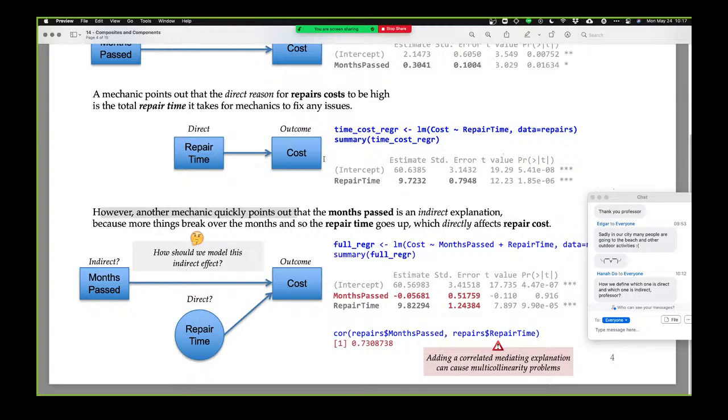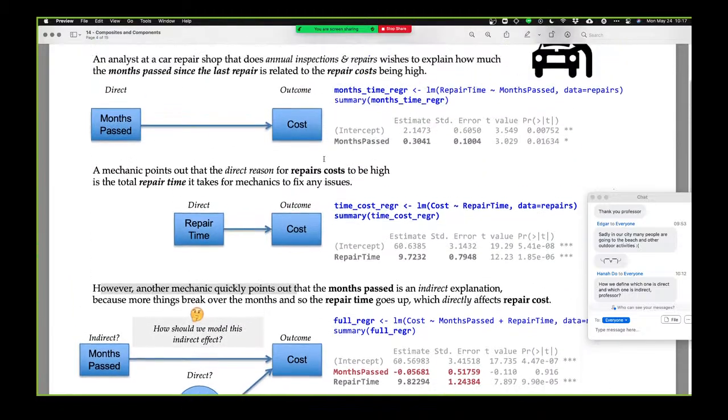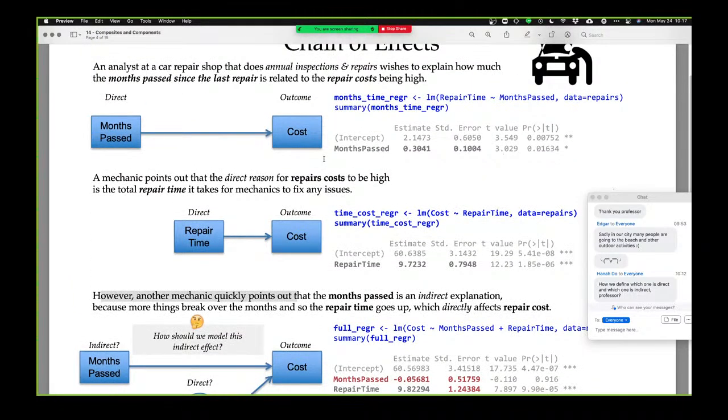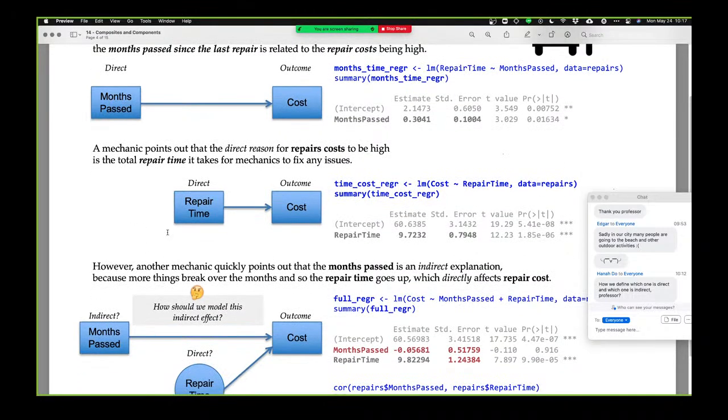We don't know all the things, but repair time is really what's directly affecting the cost. And they'll tell you that, yeah, when we're doing the invoicing, we're not really using the months past. Now, the analyst is the one who wants to tell the story about how months past affects cost. So the mechanics are telling the analyst that no, months past is really the indirect explanation. What's directly affecting the cost when we're doing the invoicing and all the complications that go around it is actually the repair time. All right.